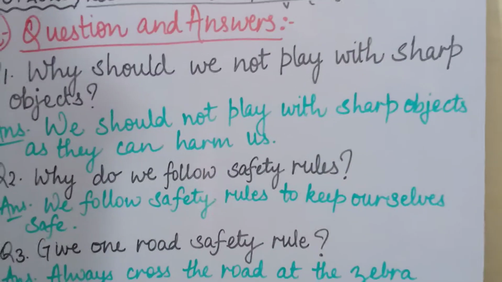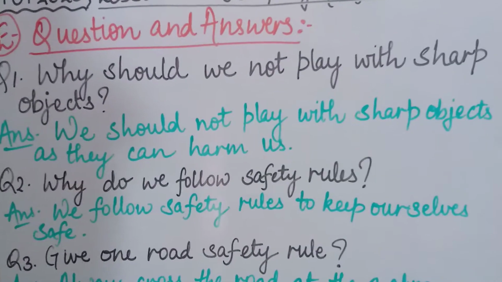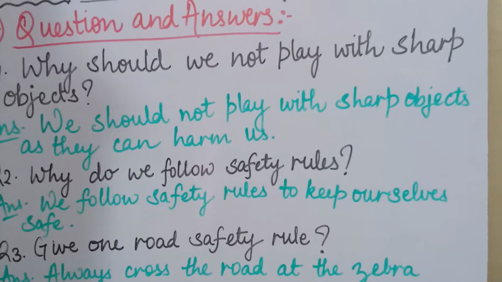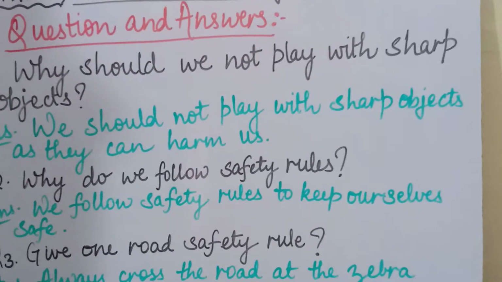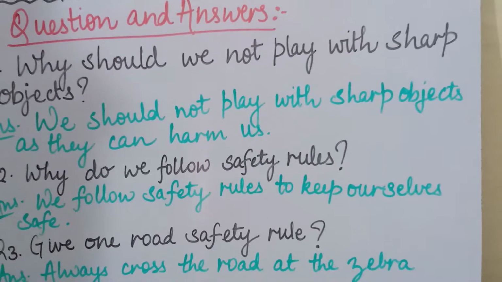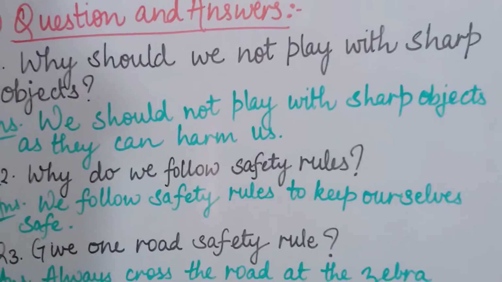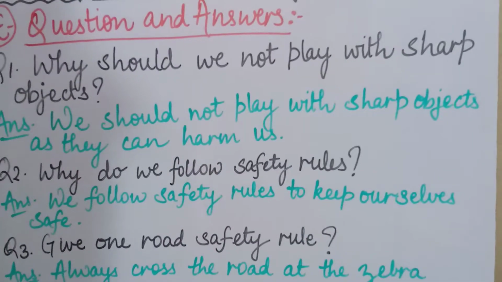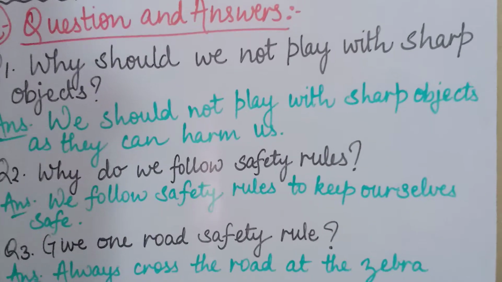Is that clear? So when you are at home, you should keep in mind that you should not play with sharp objects like blades and knives. You should not touch electric wires and electric switches also. You should not play with fire or firecrackers. Do not fly kites from a roof where there is no boundary. Agar aapke ghar mein terrace pe boundary wall nahi hai, then no need to fly kites from there. Do not take any medicine of your own. Whenever you are sick, please consult a doctor and don't take medicines on your own.